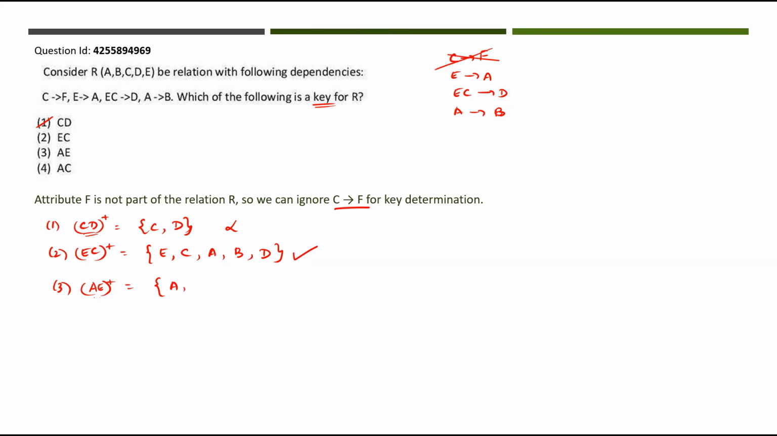From A I will be able to find B. So E is already here, but just with E I won't be able to get D or C. So this is again not a key. What about AC? From A I will be able to get B and we will have C also, but there is no way to get D and E. Only when I get E I will be able to get D. We can say that option 4 is also wrong. So from this we will rule out 3 and 4 also. Option number 2, EC will be the right answer. That is the key for R.